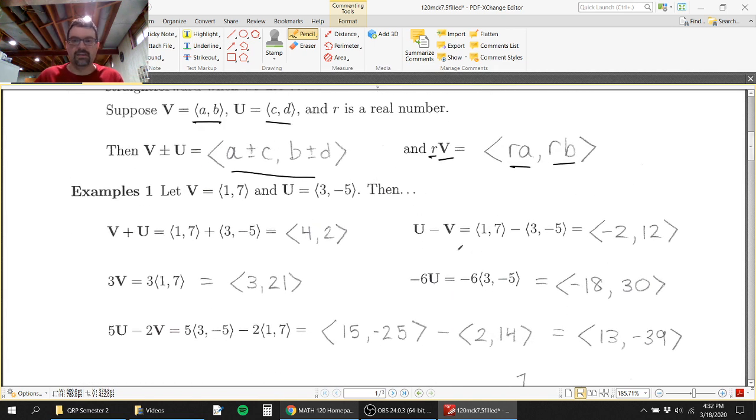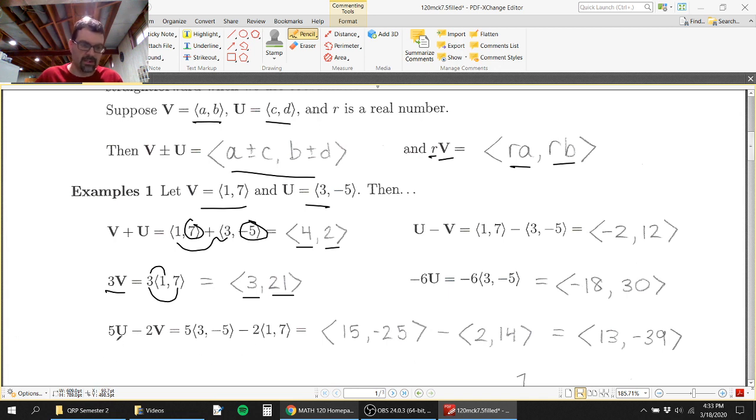All right, so these are just a bunch of practice in adding coordinate-wise. Here's v and here's u. If you do v plus u, well, 1 plus 3 gives you the 4, and 7 plus -5 gives you the 2. Subtraction goes similarly. If you do 3 times v, you do 3 times 1, which is where the 3 comes from, and 3 times 7 is where the 21 comes from. Here's -6 times u, and you just multiply each coordinate of the vector by -6.